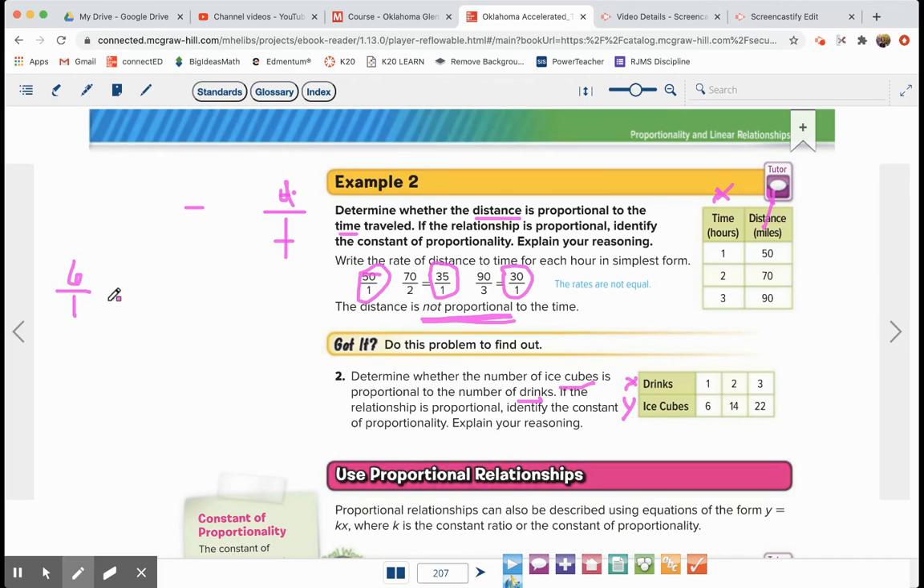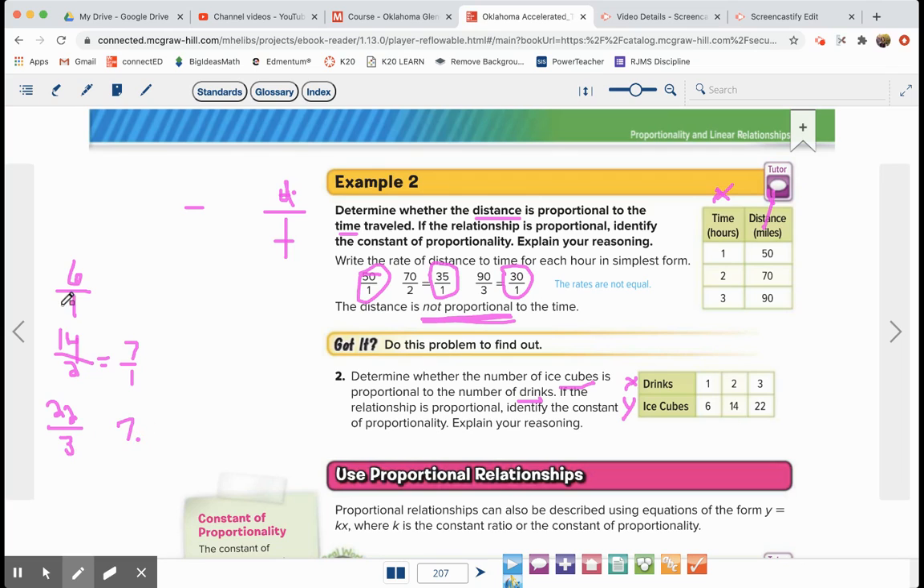That equals 6 over 1. Then we have 14 over 2. So if I divide 14 by 2, that's 7 over 1. Then 22 over 3. That doesn't simplify. That just stays 22 over 3. Or if you were to divide it, that would come out to 7 point something.